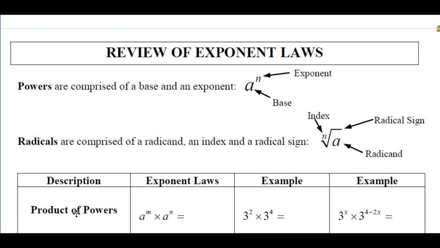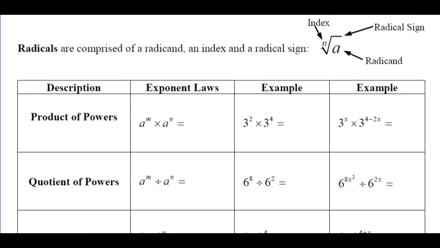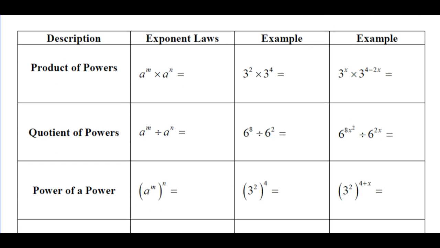Radicals are composed of a radicand, an index, and a radical sign. Okay, so radicand, that's the thing we're taking the root of. The index is which root we're taking, and the radical sign, we usually call it the square root sign, but if you put a 3 in there or something, then it's actually a cube root. So here are the exponent laws. You've seen these before, right?